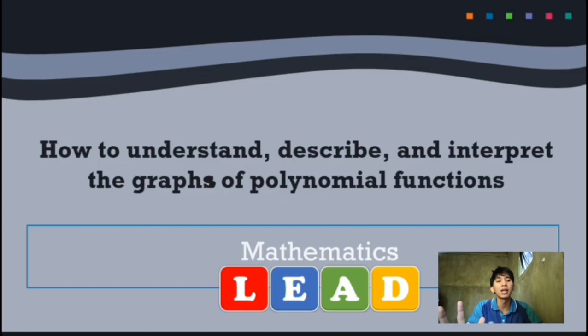Now, have you ever looked at a math graph and thought, how am I supposed to know what this curve is doing? Well, today, you'll discover something powerful. Polynomial graphs are predictable, and once you learn the patterns, you can understand their behavior instantly. So, let's break it down in the simplest, easiest way possible.